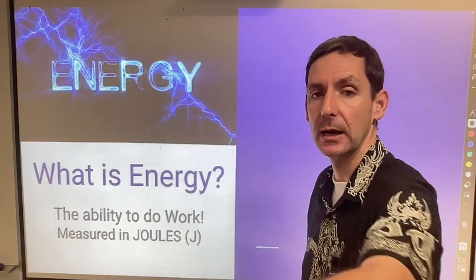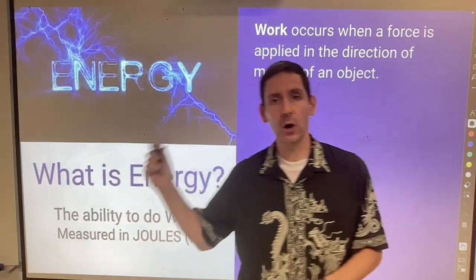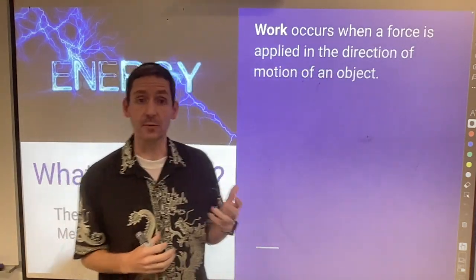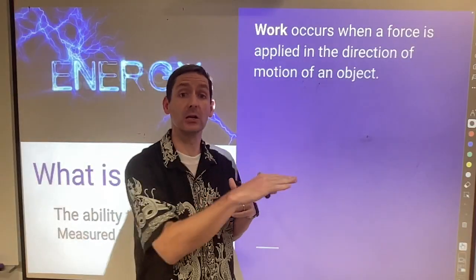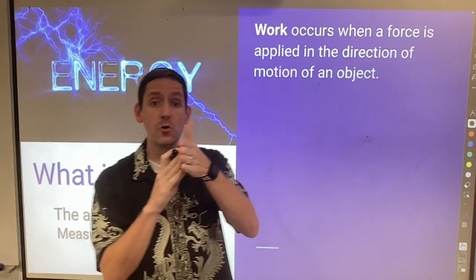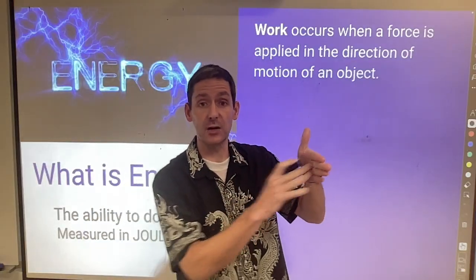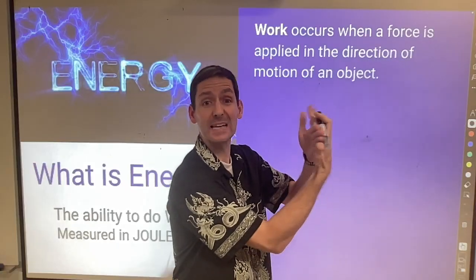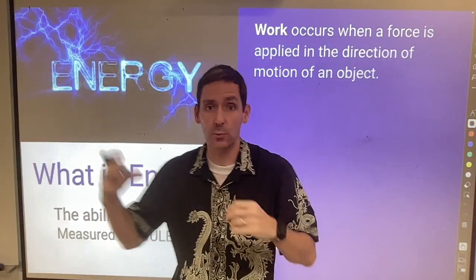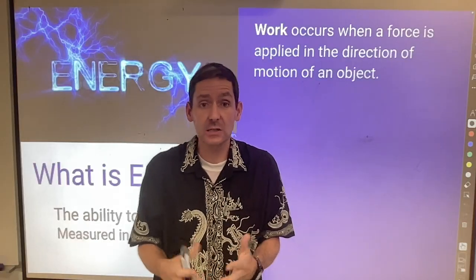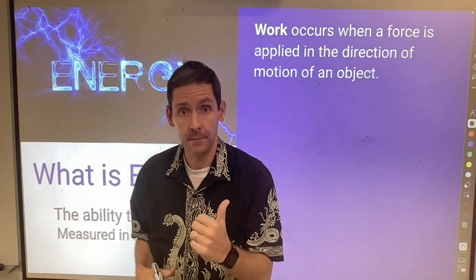Well, work occurs when a force is applied in the direction of the motion of an object. Now when I say the direction of motion, I mean parallel to the motion. So if an object is being moved in this direction, its displacement is that direction. If I exert a force in this direction, or I exert a force against that motion, like friction, right? When something's moving one way, friction works the other way. Those forces would do work, okay?